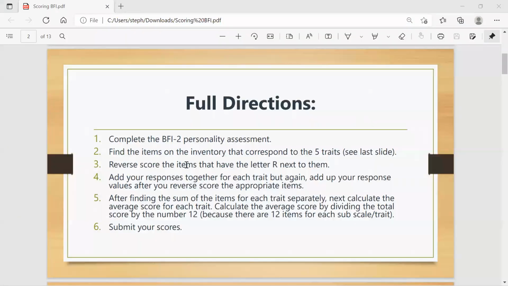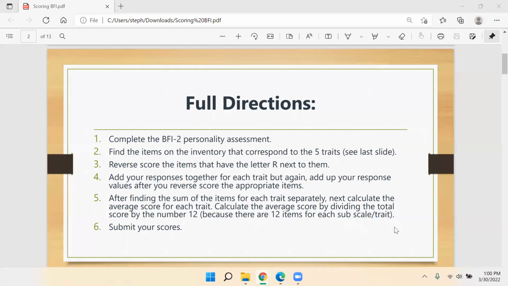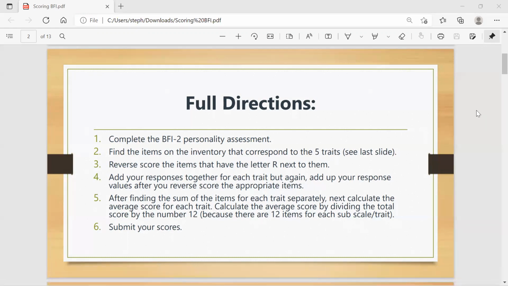Okay, so here are the full instructions. Again, if you were doing this in class, I would ask you to complete the BFI-2 and then find the items on the inventory that correspond to the 5 traits. I'll show this to you on one of the upcoming slides.